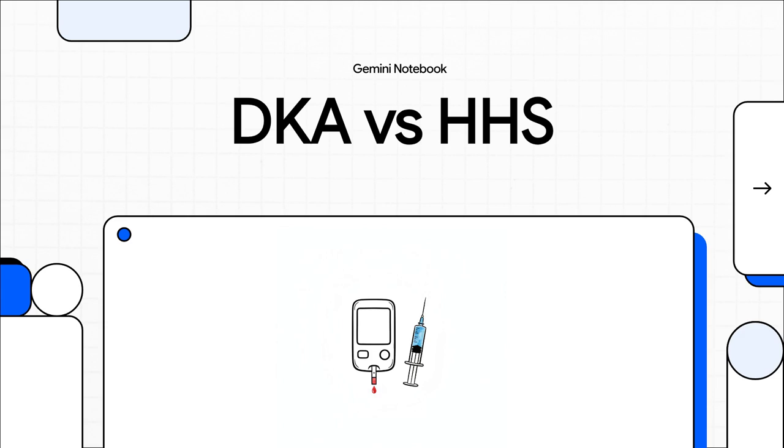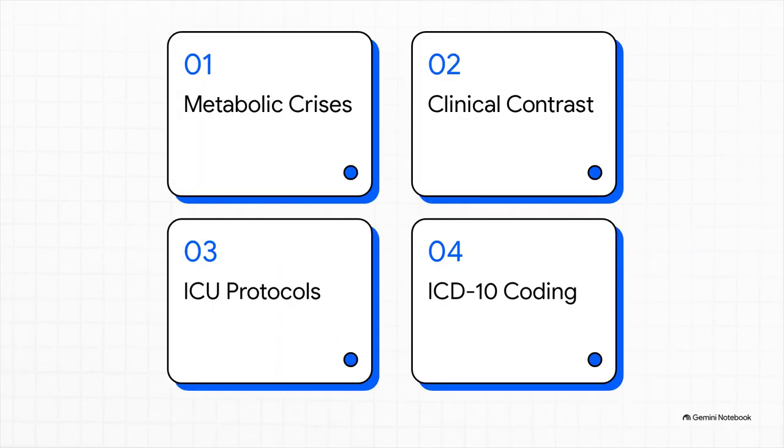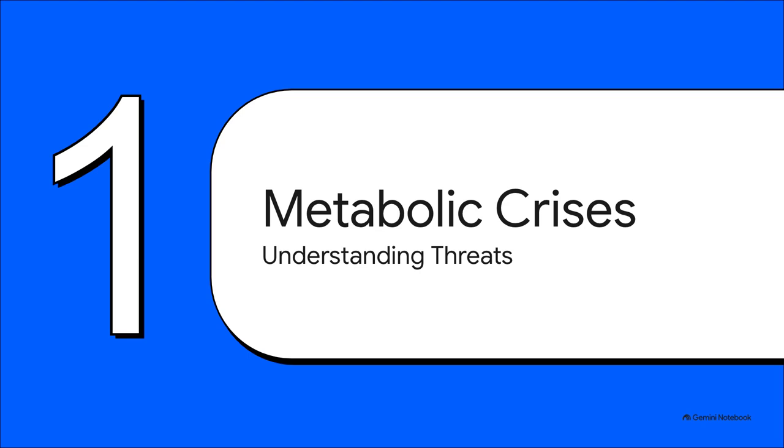So, let's dive in. So here's our roadmap for today. We'll start with the metabolic crises explained, then move into the clinical contrast between DKA and HHS, hit the ICU management protocols, and finally wrap up with ICD-10 coding precision. Section 1. Metabolic Crises Explained.